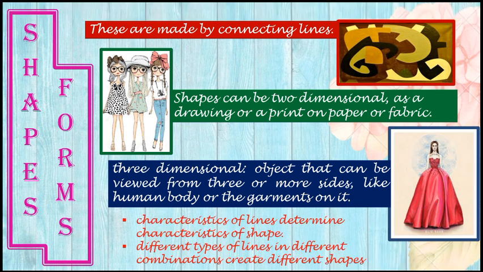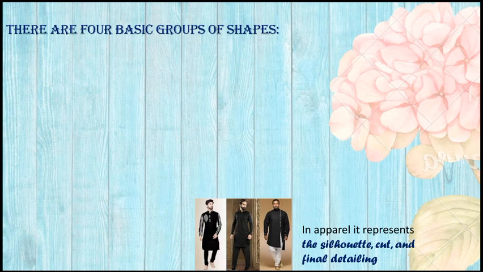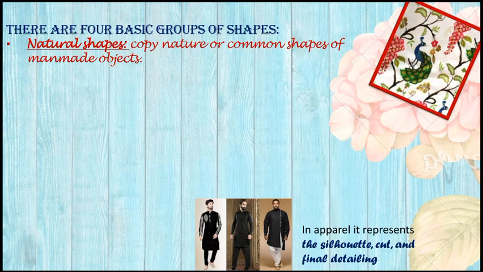So the characteristics of line determine the characteristics of the shape automatically, because shapes are made up of lines, and different types of lines in different combinations create different shapes. जैसी भी हम line use करेंगे उसी तरह का shape बन जाएगा. There are basically 4 groups of shapes. What are they? The first is natural shapes.